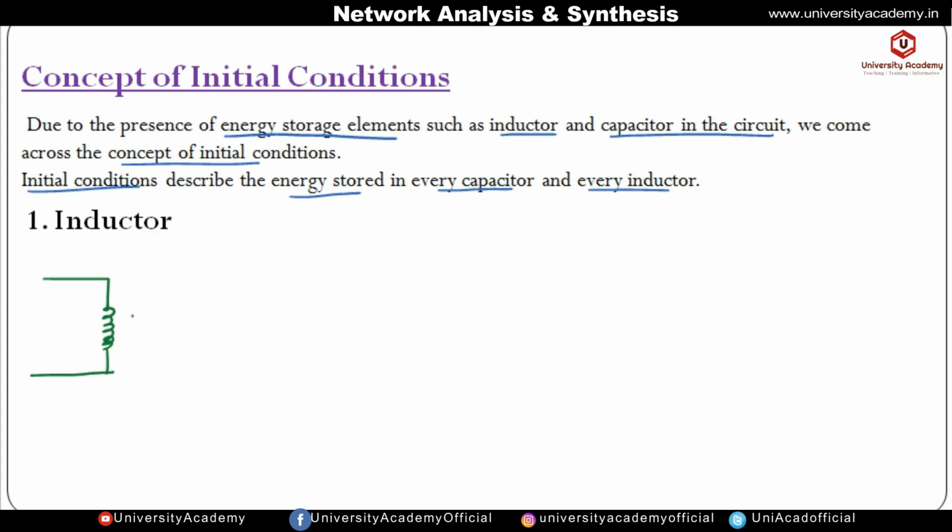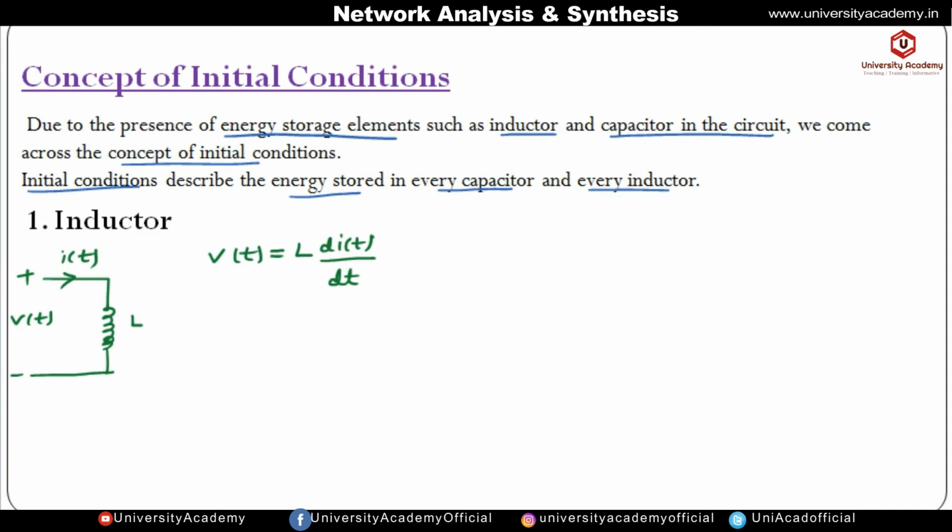So this is the inductor, and suppose the voltage across the inductor is v of t, and the current flowing through the inductor is suppose i of t. Now we know the relation between v and i, that is, the voltage across the inductor is given by L into d of i of t by dt.